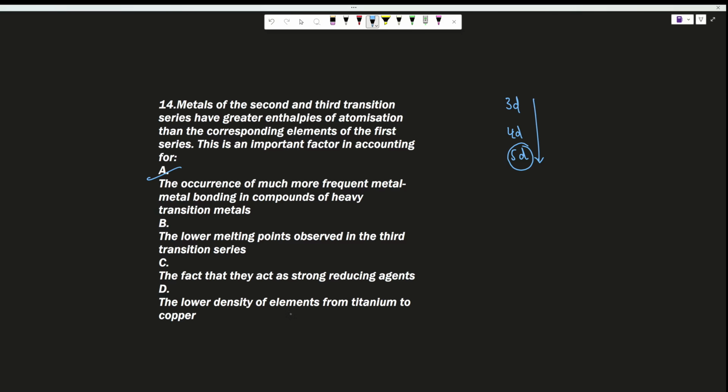So these are the questions from d-block elements, that is from the introductory part.